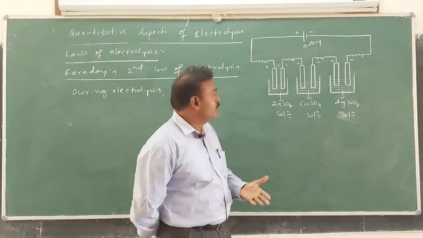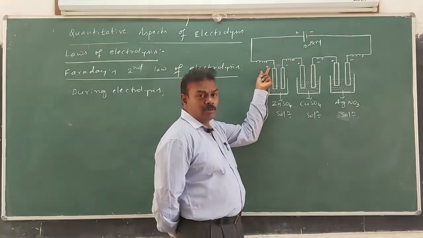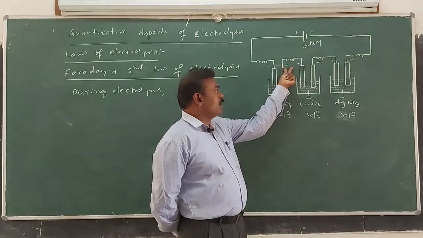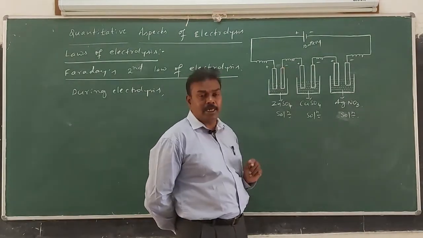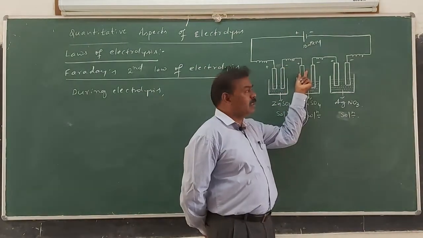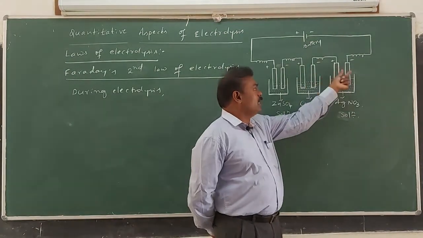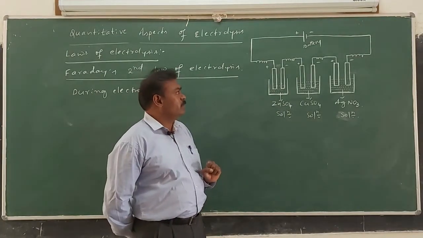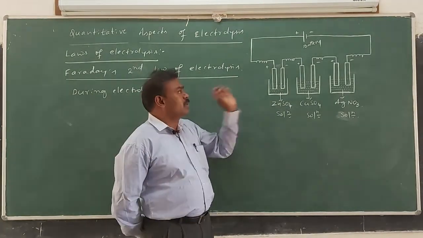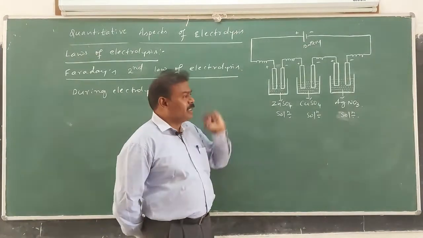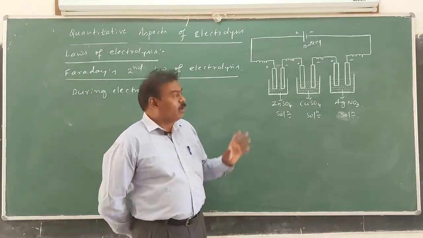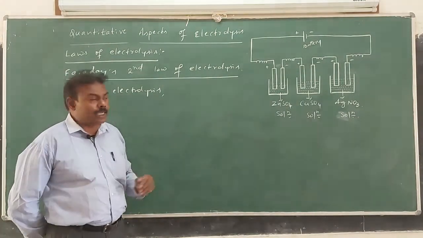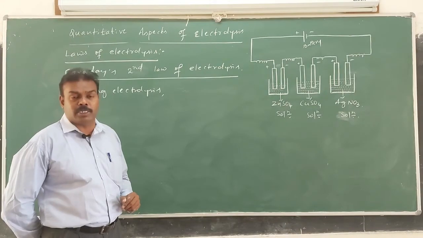We already know this is the anode, at which oxidation takes place. This is the cathode, at which reduction takes place. Here also it is anode and cathode. These 3 solutions are connected in series, and the solutions are connected to the battery. The battery supplies electric current. Based on the oxidation and reduction reactions, the substances will be produced on the respective electrodes.